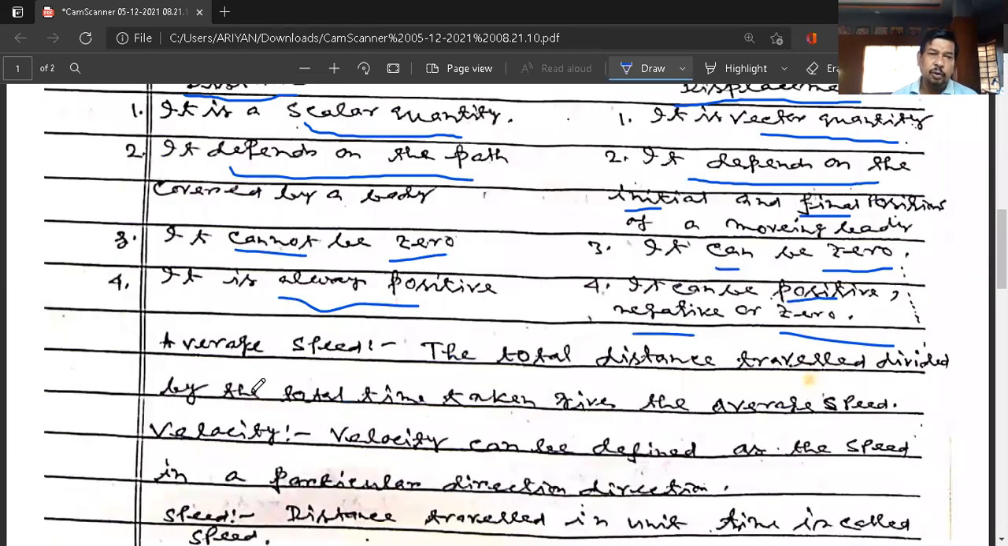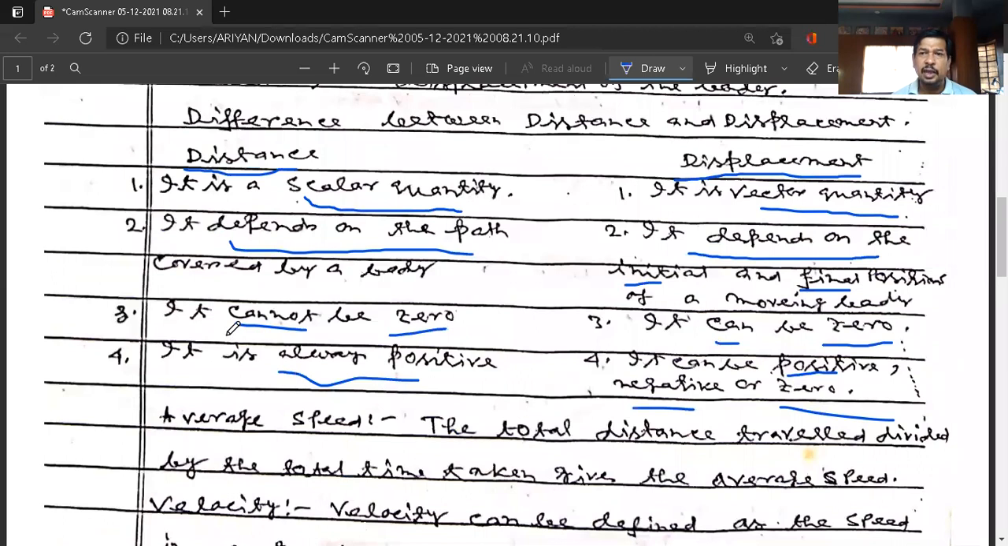তাহলে difference between distance and displacement क्या है? देखो, distance is a scalar quantity, or displacement is a vector quantity. दो नंबर देखो, it depends on the path, or it depends on the initial and final position. 3 number देखो, it cannot be zero, it can be zero. 4 number देखो, it is always positive, it can be positive, negative, or zero.